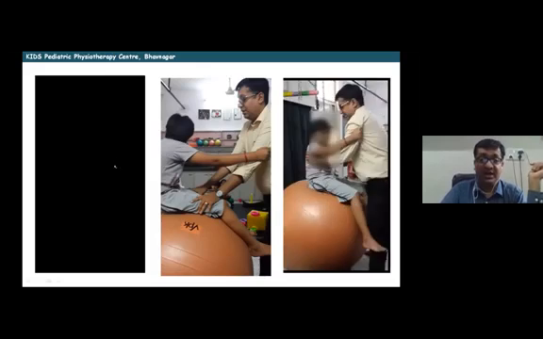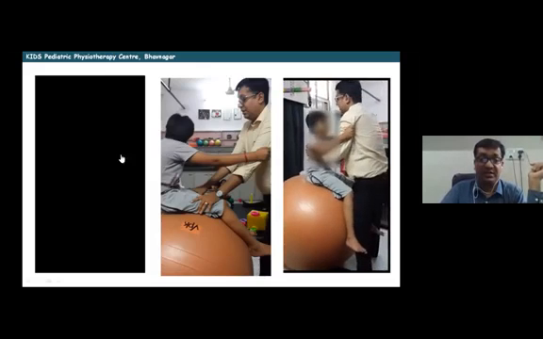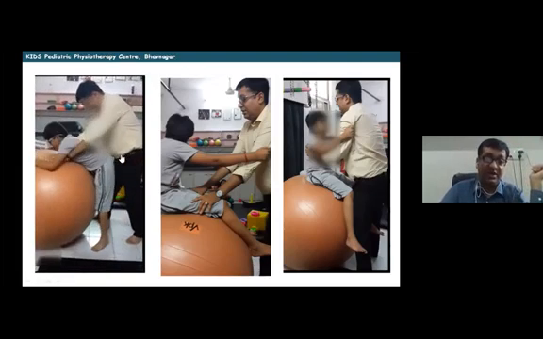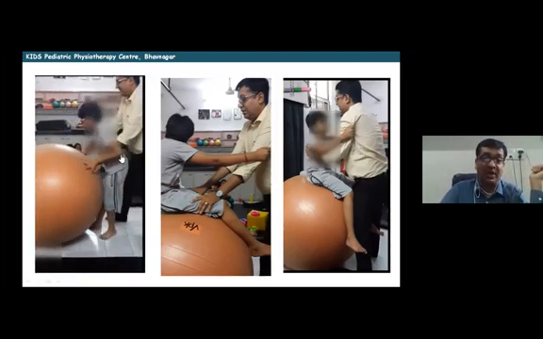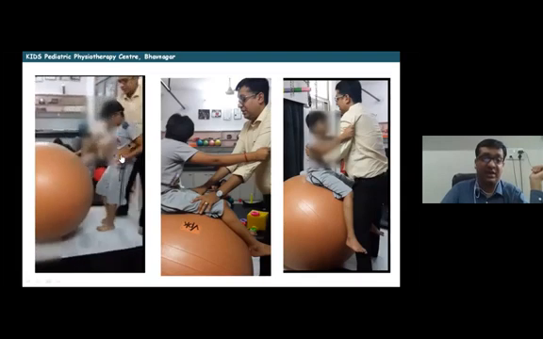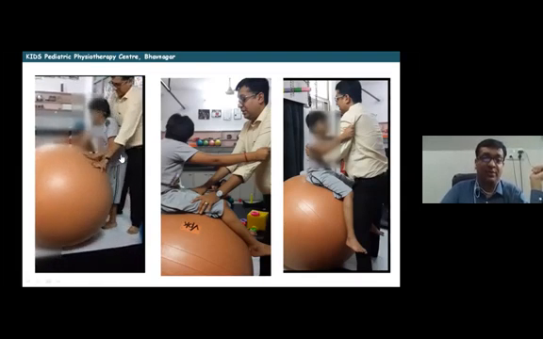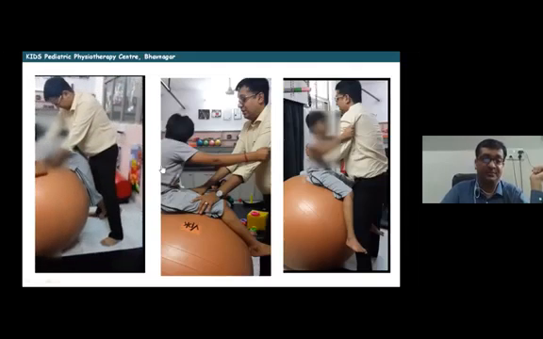Okay, and he had gravitational insecurity. I was taking him on the ball. He doesn't want to go up. I was just trying and trying. He doesn't want to go up on the ball.